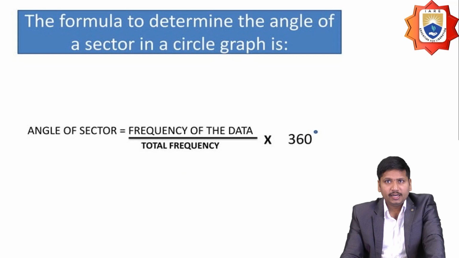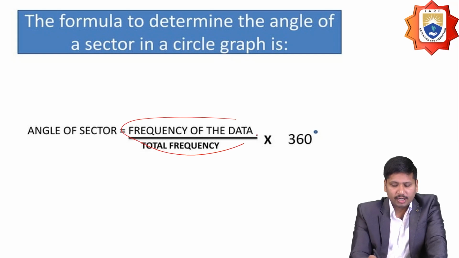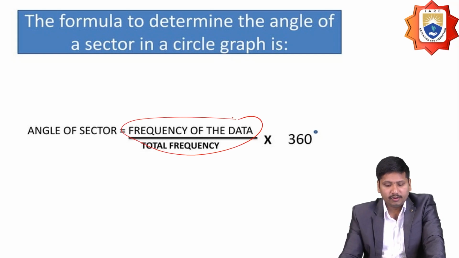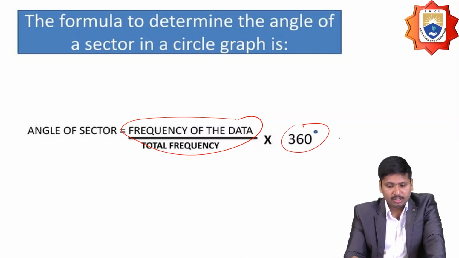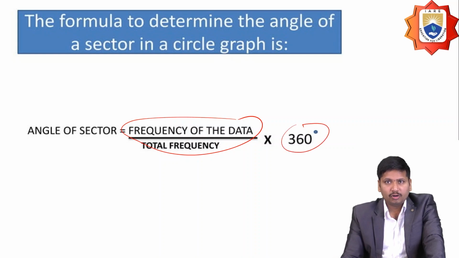For calculating this, I'm going to calculate the angle of the sector. That should be calculated as the frequency of the data divided by the total frequency, multiplied by 360 degrees. So this is the equation you have to remember for calculating the angle of the sector here.